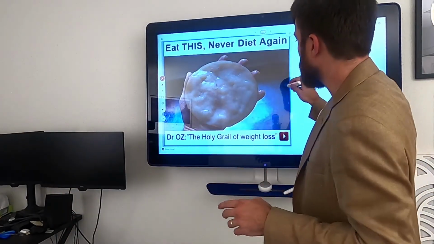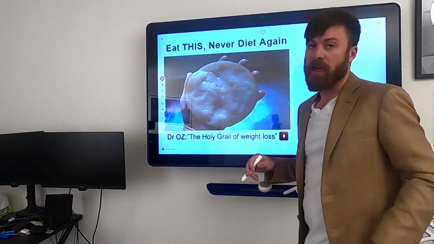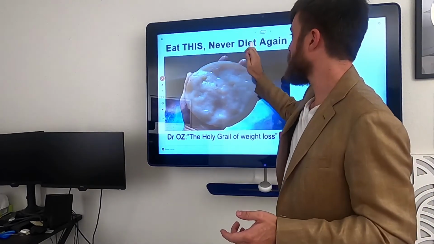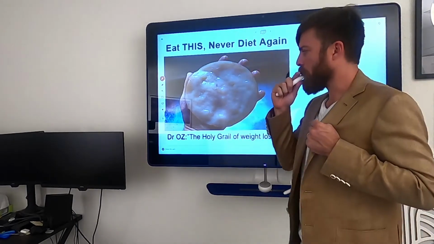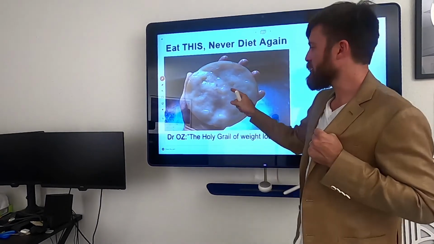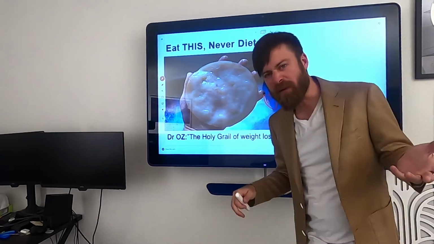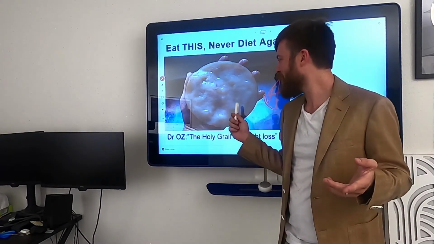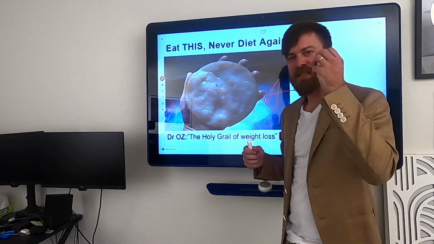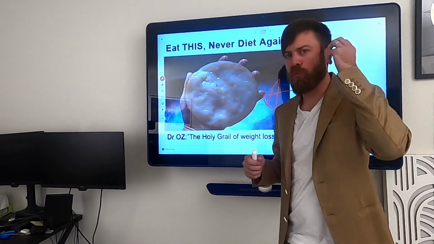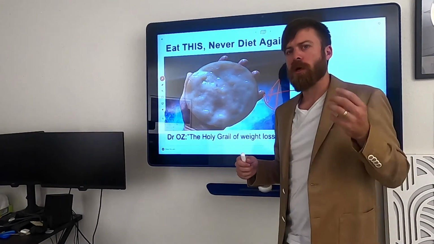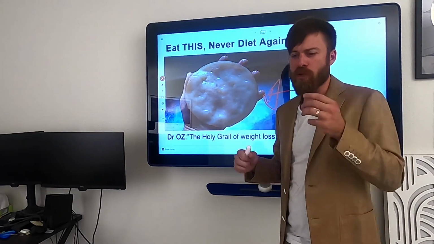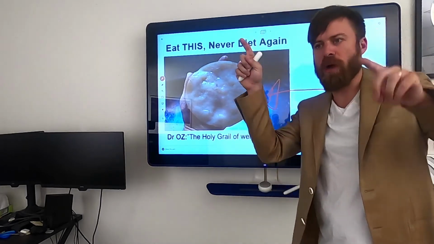Now, the next thing we're seeing about this ad is it says, "Eat this, never diet again." So the first thing people see is this really weird thing. I don't even know what it is. I can't even tell you what this is. The point is, it's meant to confuse the user's brain. They're trying to place it into a category.